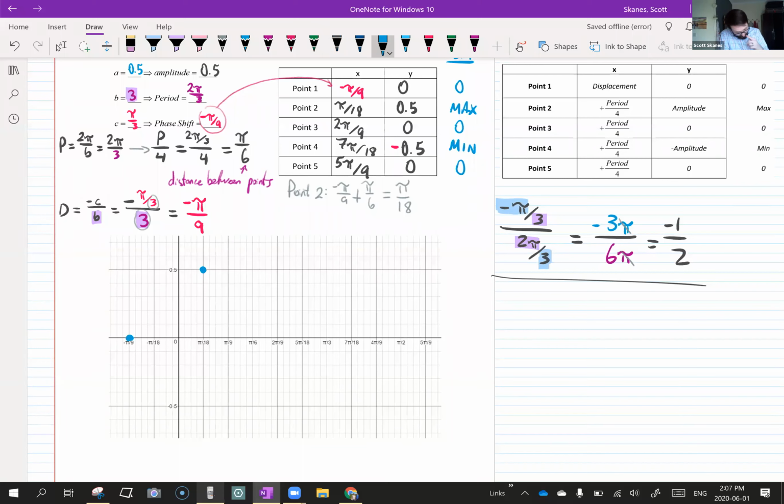So let me fill in my x values. You can do the same thing. I'm going to look for 2 pi over 9 and 0. There it is. I'm going to look for 7 pi over 18 and go down by 0.5. And then I'm going to find 5 pi over 9 and put a point at 0. So those are my 5 points. And what I need to do now is just sketch between them, and I'm finished.